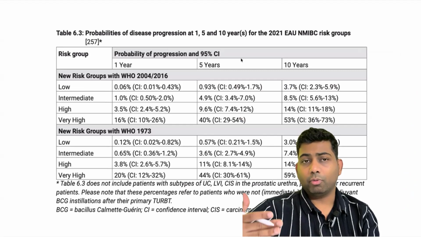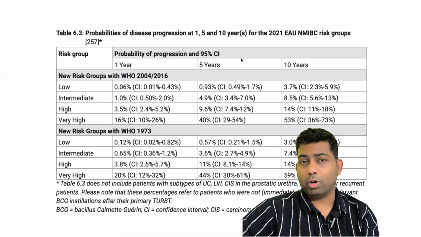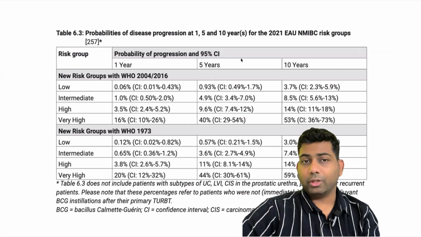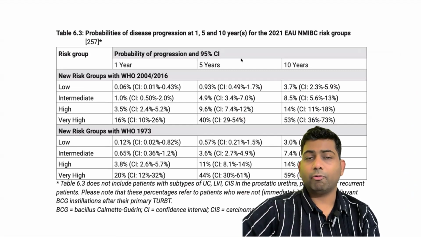So this is how it is different from the EORTC. EORTC predicts both the recurrence and the progression. The EAU predicts only the progression. It's very, very important. Now, when you look at this EAU, suppose you have a scenario of very high risk.